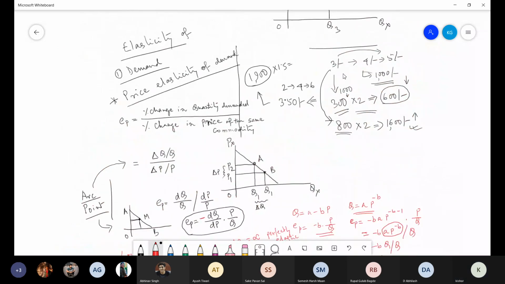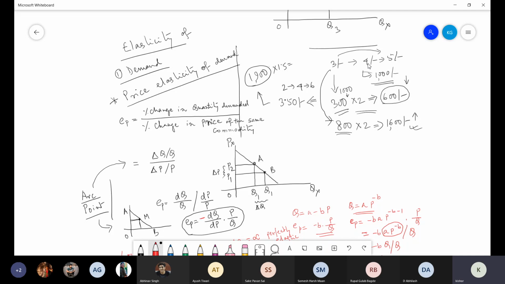You see here, in our example, when I started at the beginning of elasticity, I was talking about profit. The price of your product increased from 4 to 5. Cost of production is 3. So per unit, you were making a profit of 1, since the initial market price was 4 and cost of production is 3, and you were selling 1,000 units. So total profit was 1,000.